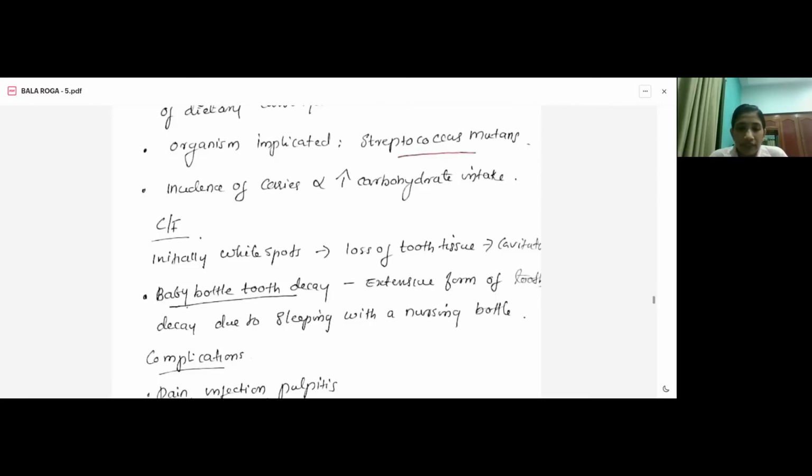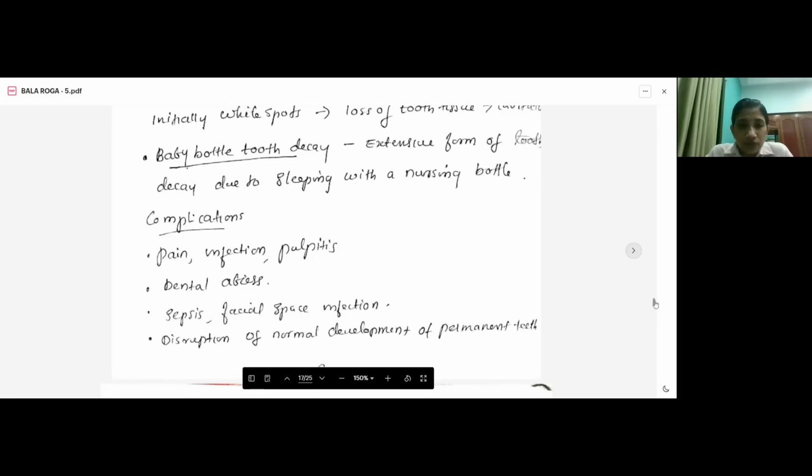And what is baby bottle tooth decay? This means the extensive form of tooth decay associated with a feeding bottle. If the baby has the bottle in his mouth, then he has a chance to develop tooth decay. So it is termed baby bottle tooth decay, and the complications produced are pain, infection, pulpitis, dental abscess, and several types of facial infection, and a disruption of normal development of permanent teeth also.